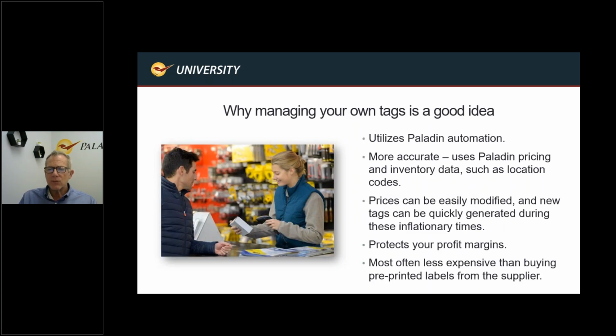Now, why do you want to print bin tags in your store? Right now, or probably in the past, you've been getting them with your truck delivery from your supplier. Well, if you want to, you can use the Paladin bin tag labels that are included right in Paladin. It utilizes our automation. Typically, they're more accurate. It's going to match what prices you have in Paladin when you generate the bin tag automatically. Prices can be easily modified and changed on the fly and reprinted at any time.